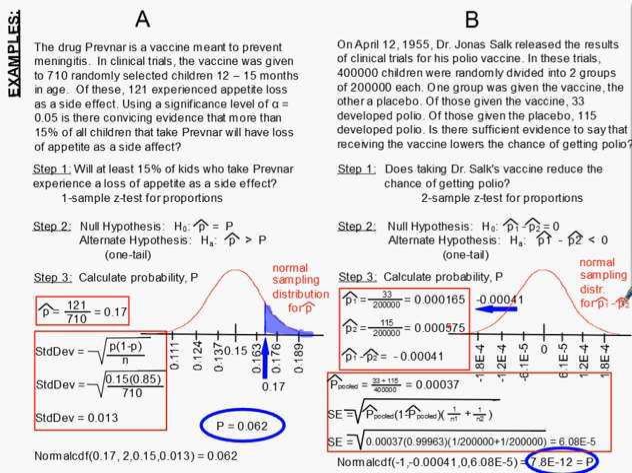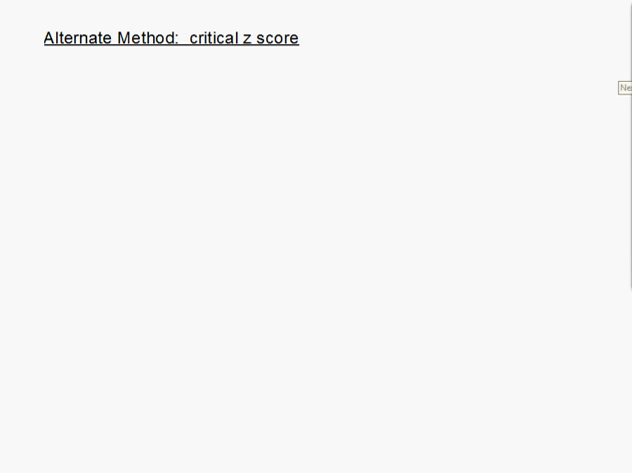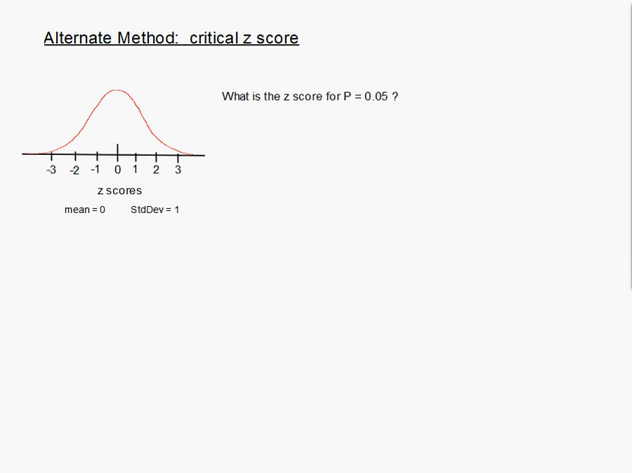So now what we can do is continue. We got the p-value. That's one way of doing this. And once we have the p-value, these values down here, we can move on to step 4, which is interpreting significance. But before we do that, I want to show you another way of doing step 3, which is called the critical z-score method.